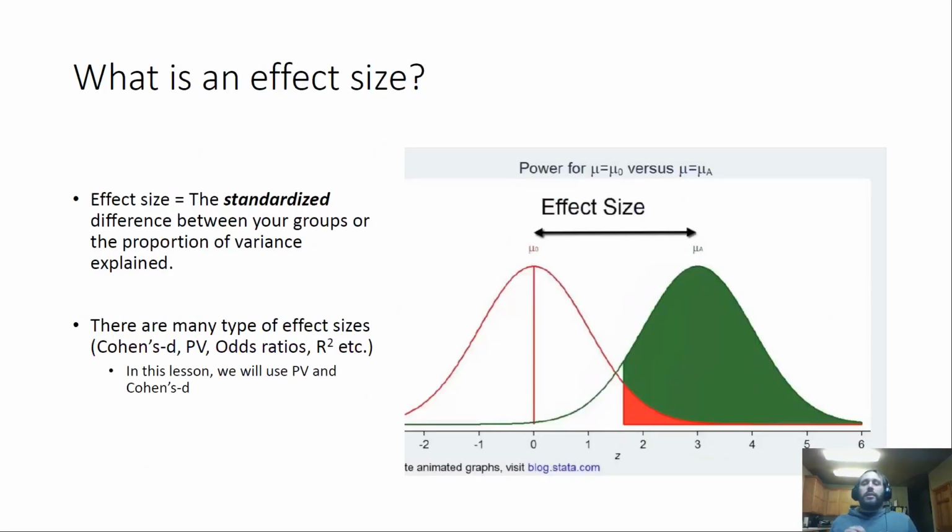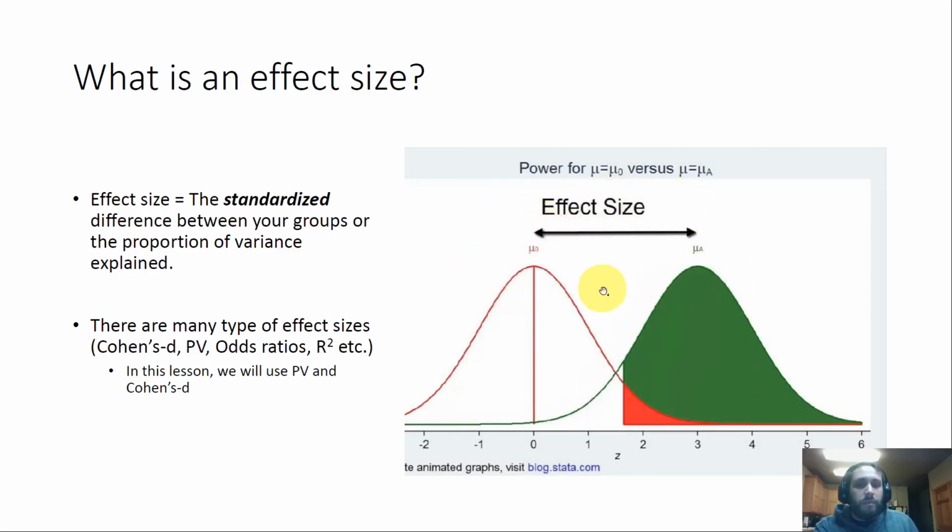I wanted to follow up more on what an effect size is. Sometimes I don't think it's very clear. I teach this to undergrads, but I think it's also appropriate to reiterate to graduate students what an effect size is. An effect size is really the standardized difference between our groups, or it could be the proportion of variance explained, depending on what type of effect size we're talking about. In the example of Cohen's d, which is one we'll be talking about, it's the standardized difference between our two groups while incorporating the variance between them.